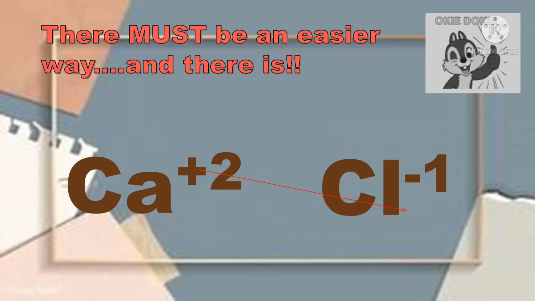Like for example, positive 2 is the superscript, the oxidation number of calcium. You have to transfer that as a subscript of fluorine. Okay? And so with negative 1, the oxidation number, the superscript of fluorine, you have to transfer that as a subscript of calcium. Do you follow? Very good.